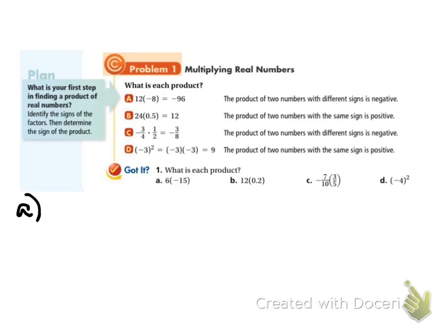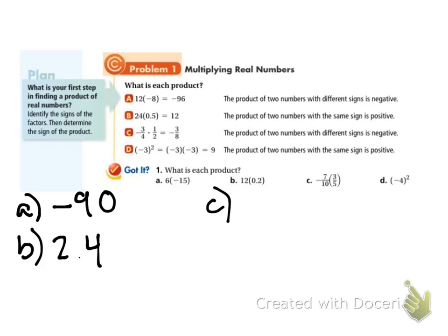So A, 6 times negative 15. Since they have different signs, my answer is going to be negative. 6 times negative 15 gives me negative 90. B, I'm multiplying two positive numbers, 12 times 0.2, so I'm going to get a positive answer, and my answer is 2.4.